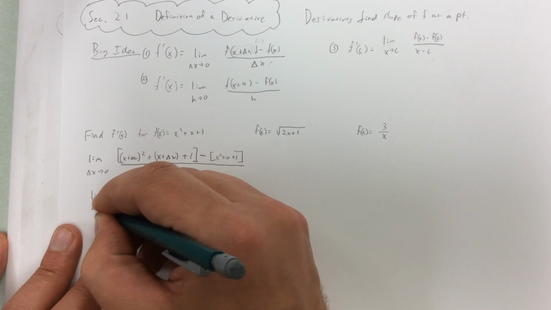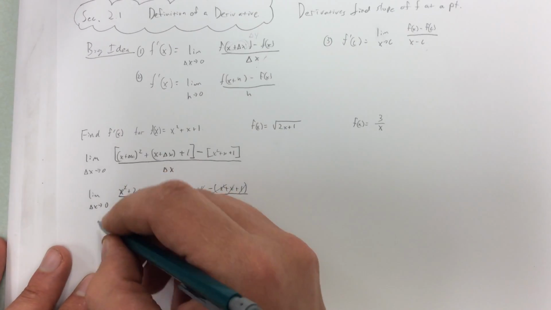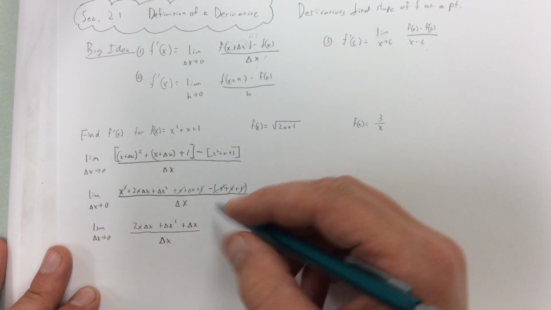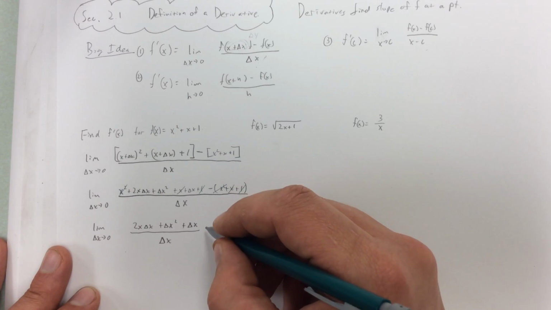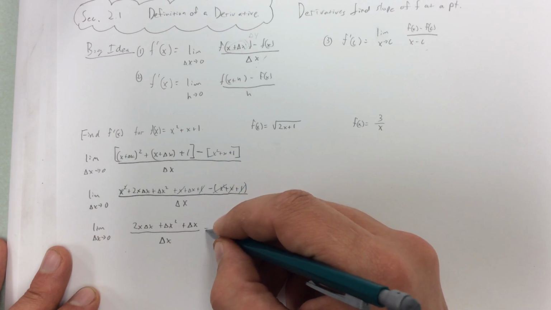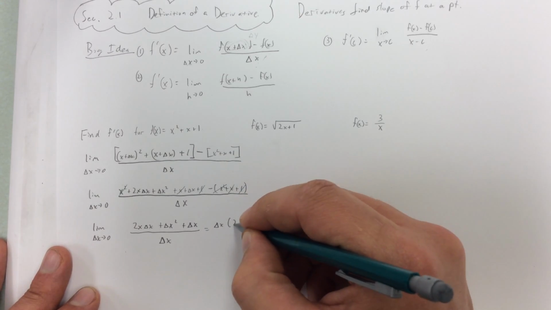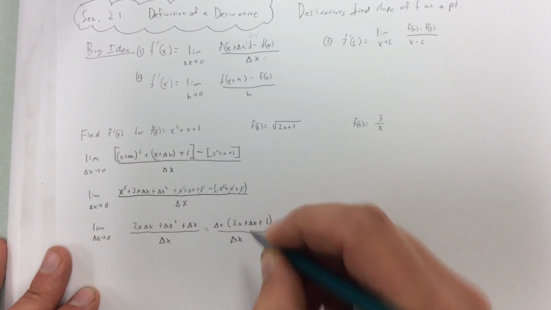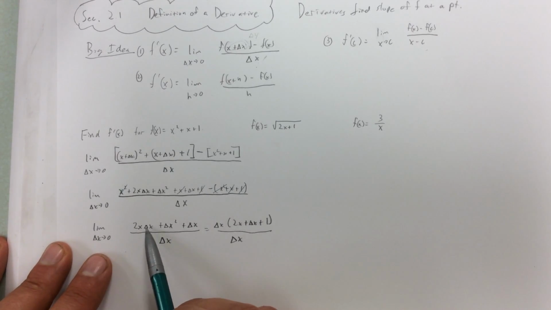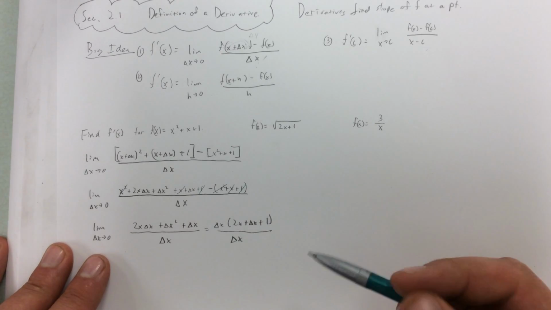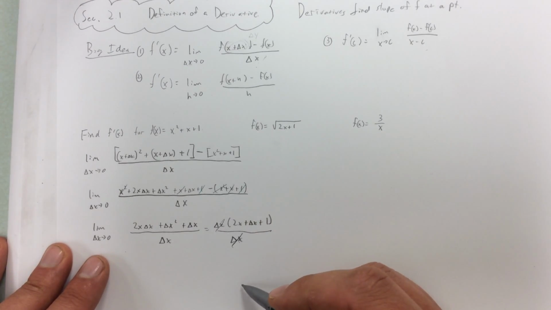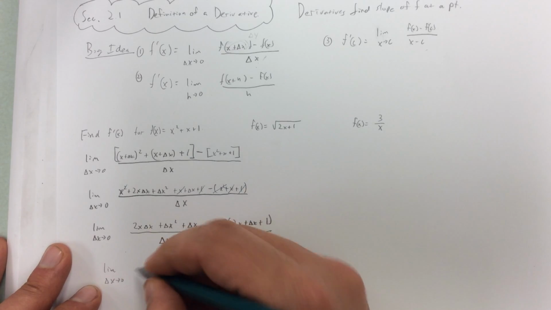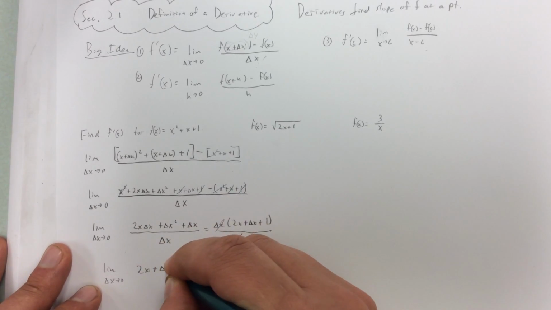Now we got to take the limit technically. Well, I can factor out a delta x out of this whole thing and cancel it out. So that's going to give me 2x plus delta x plus 1 all over delta x. Because right now I still can't plug in delta x. If I do, that's going to give me 0 over 0, indeterminate form. But now that I've factored it out, I can cancel that. So now I have the limit as delta x approaches 0 of 2x plus delta x plus 1.